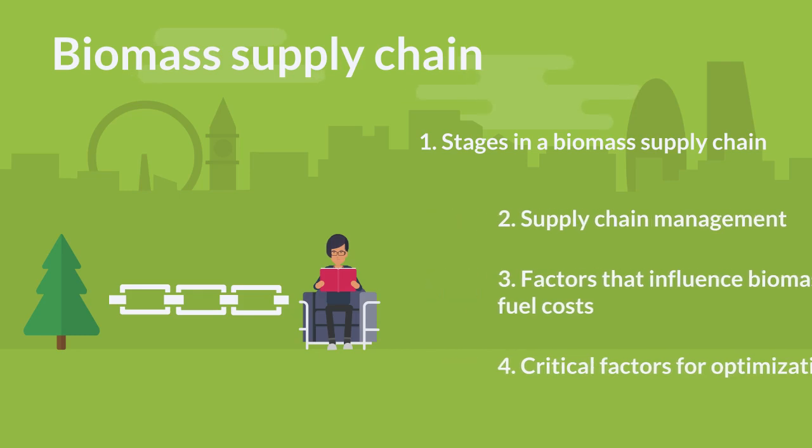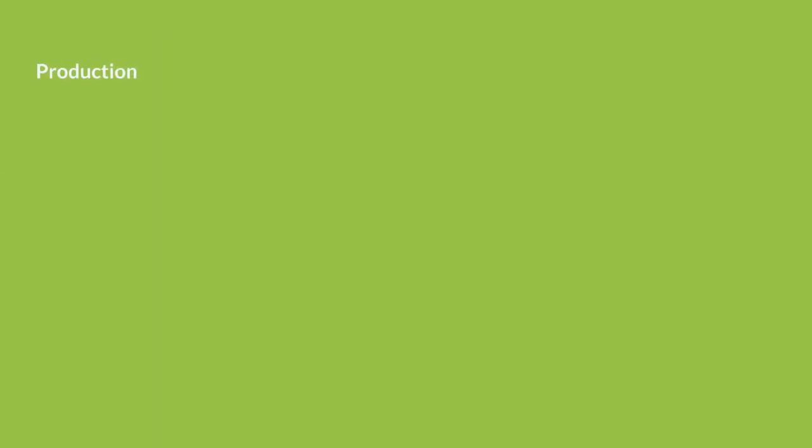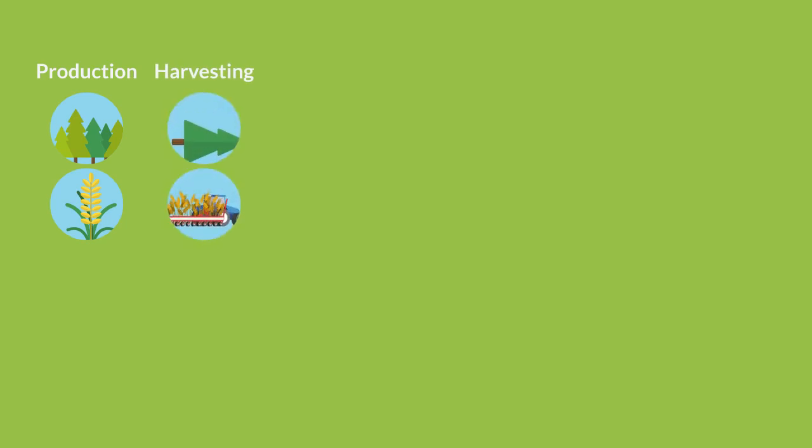Let's start with the stages in a biomass supply chain. Start thinking on the biomass production. What is the origin of the organic matter? Forestry? Agricultural residues? Energy crops? The second stage is harvesting. Harvesting is the process of collecting crops from fields or wood from forests and gardens.